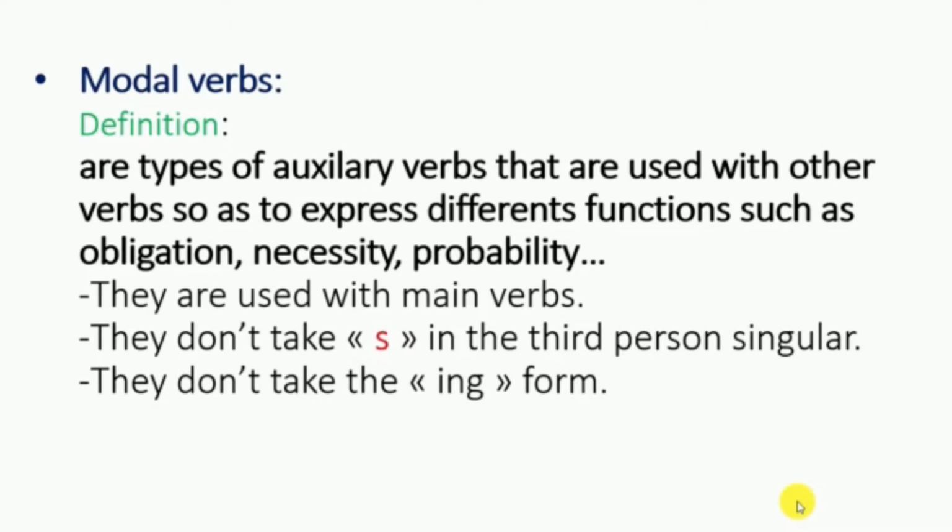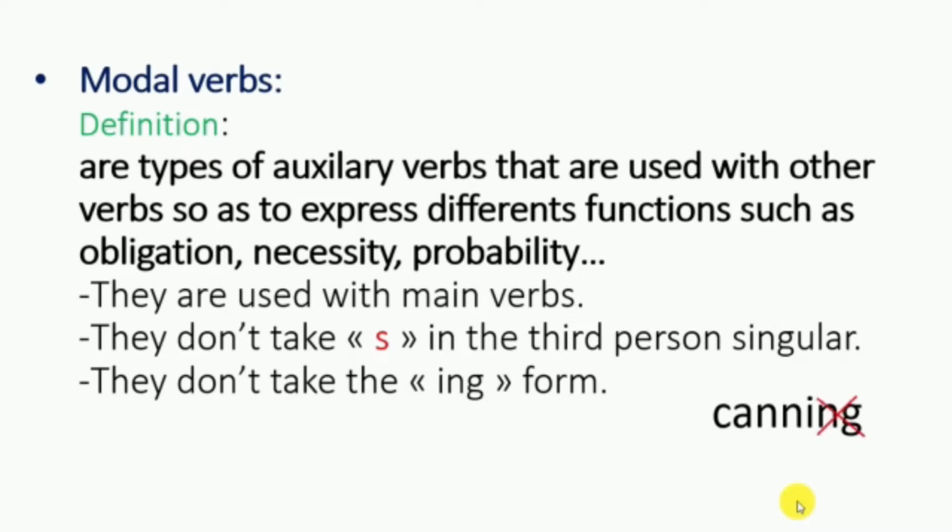And they don't take S in the third person singular. We don't say, for example, I can, you can, he cans. This is not correct. We also don't say I must, you must, he musts, or I should, you should, he shoulds. This is not correct. So they don't take S. They are not conjugated. They also don't take the ing form. We cannot say, for example, I am canning, or I am musting. This is also not correct.